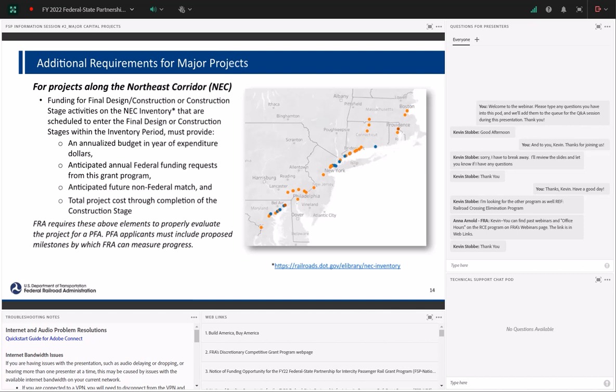PFA applicants must include proposed milestones by which FRA can measure progress. Again, this applies to projects along the NEC, which is pictured here. There's also a link provided to the NEC inventory. I believe that's probably also in the web links pod for you to reference as appropriate.